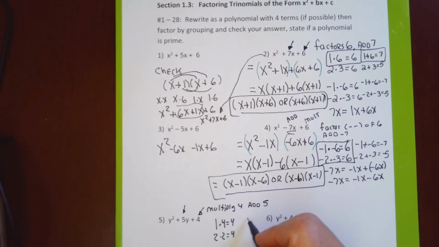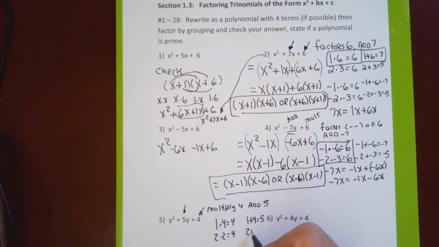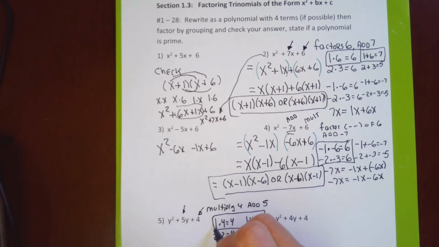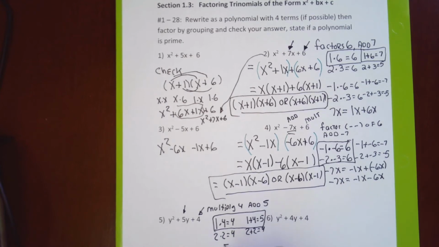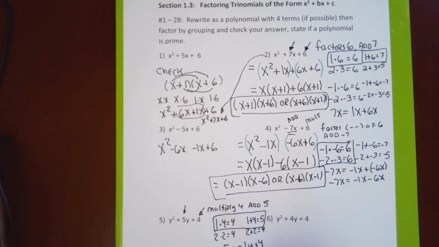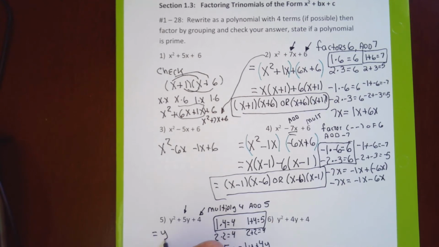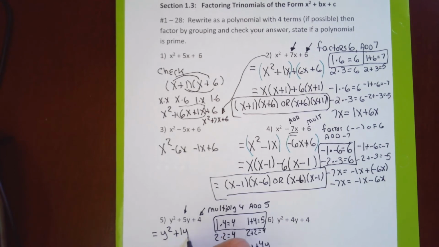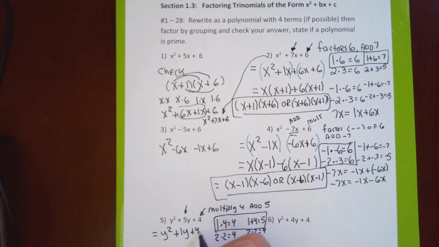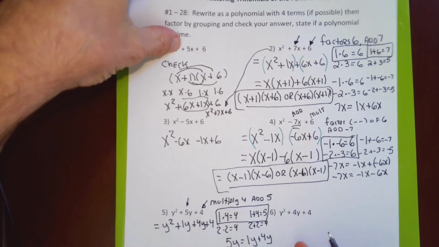Now I'm going to add the numbers. 1 plus 4 equals 5. 2 plus 2 equals 4. This is the pair I'm going to need because they both multiply to 4 and add to 5. So I'm going to take the 5y that's given to me and rewrite it as 1y plus 4y because 1y plus 4y is 5y. So I'm going to take the problem that had 3 terms, y squared plus 5y plus 4, and change it to y squared plus 1y plus 4y plus 4. Now I have 4 terms I can factor by grouping.